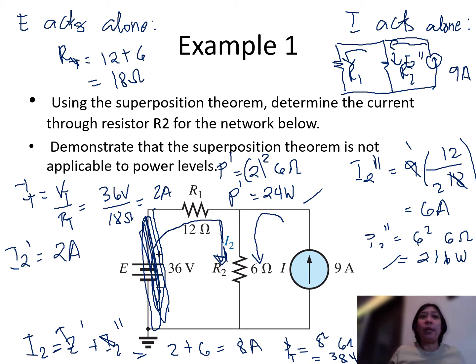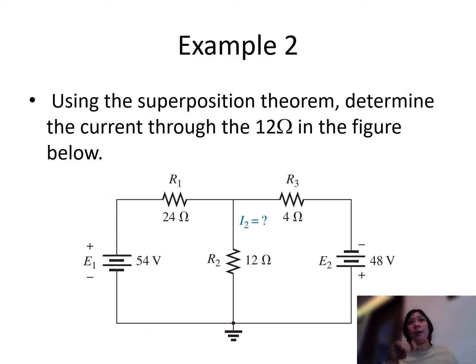Okay, let's go to another example. Using the superposition theorem, determine the current through the 12 ohm resistance in the figure below. This is our 12 ohm resistance. As you can see, we now have two voltage sources. For the superposition theorem, we're going to evaluate the current I2 here using only one voltage source at a time.